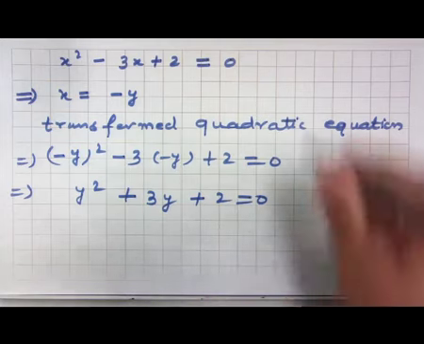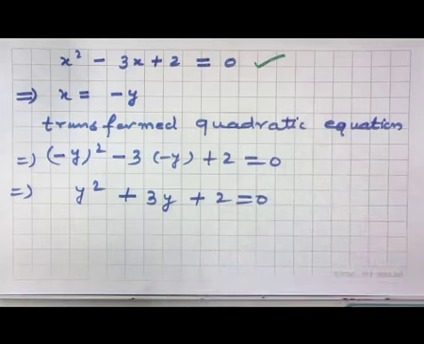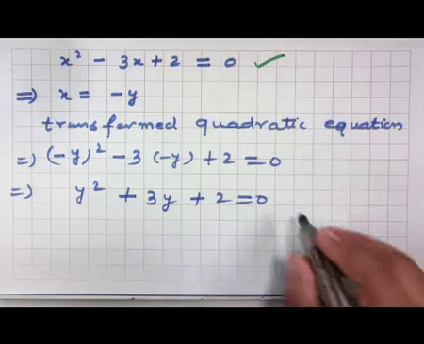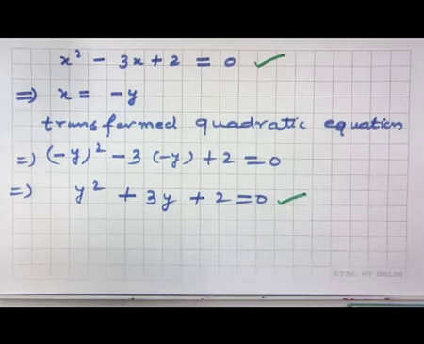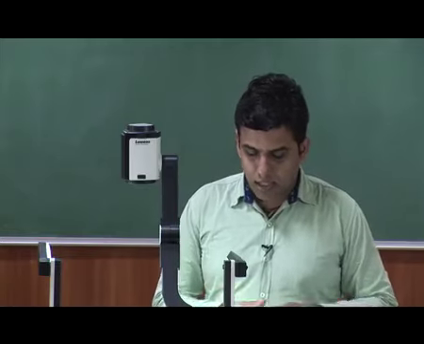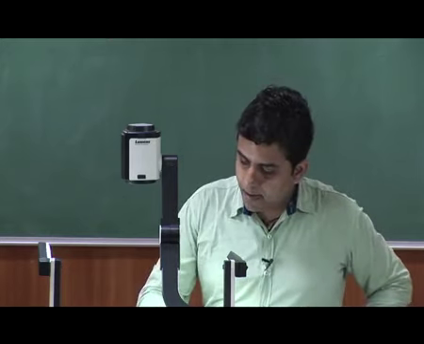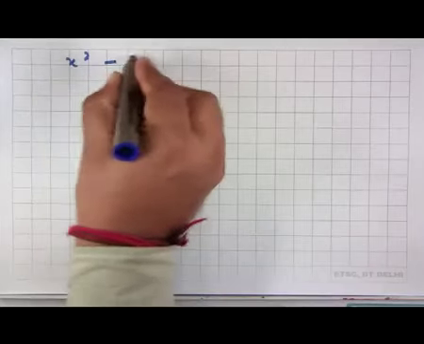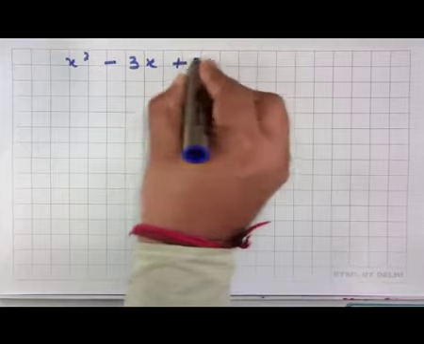First of all we will find out the root of x square minus 3x plus 2, and after that we will find out the root of y square plus 3y plus 2 equals 0, because we will check whether the roots are negative or not. Now, the first equation is x square minus 3x plus 2 equal 0.